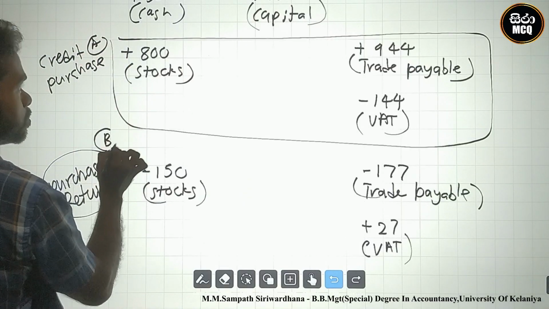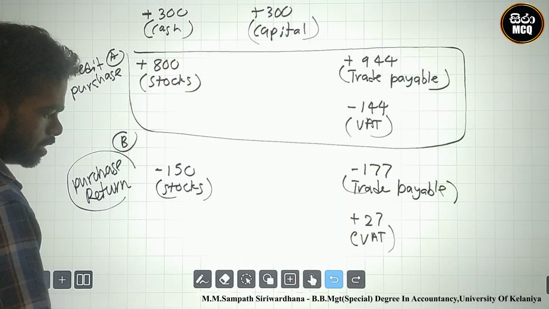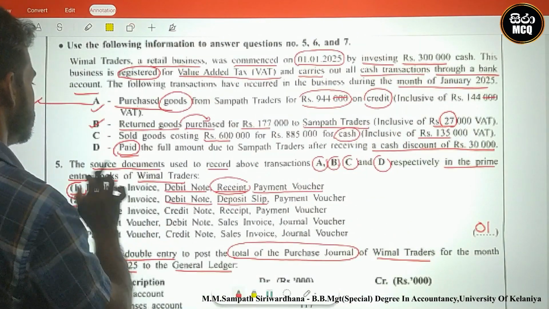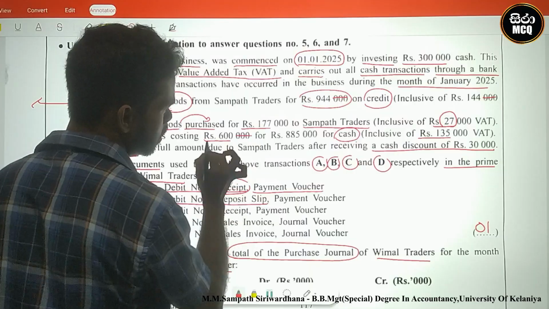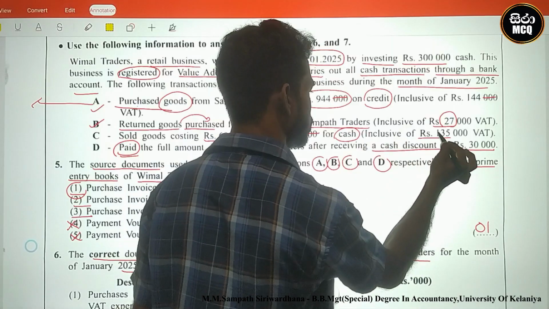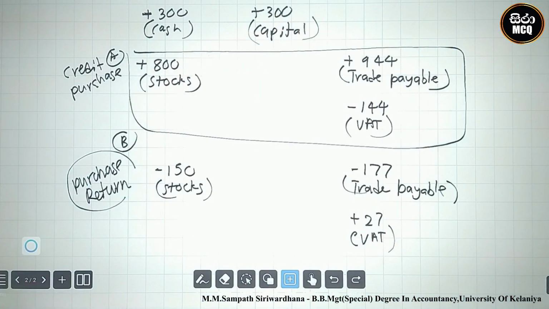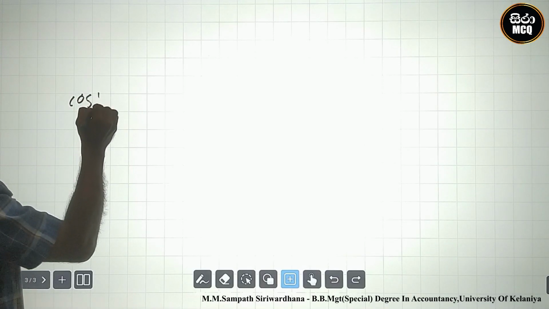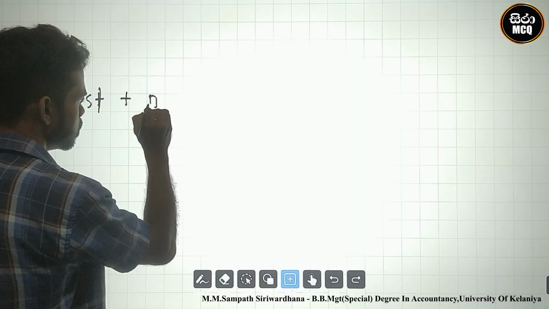This is B transaction. Let's see the impact. Let's see the next one immediately. Next one, C. Sold goods costing 600 for 885 for cash, inclusive of 135 VAT. We must prepare the schedule for this. This is the cost value, plus gross profit.